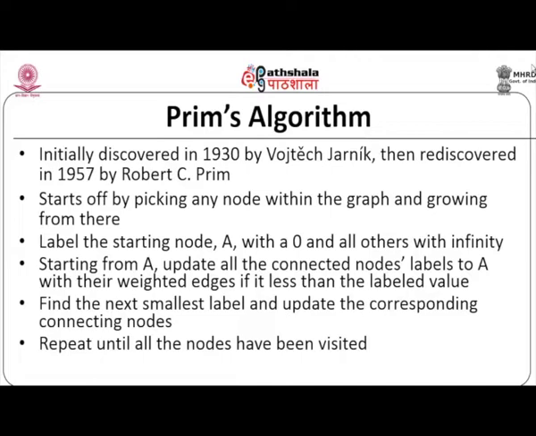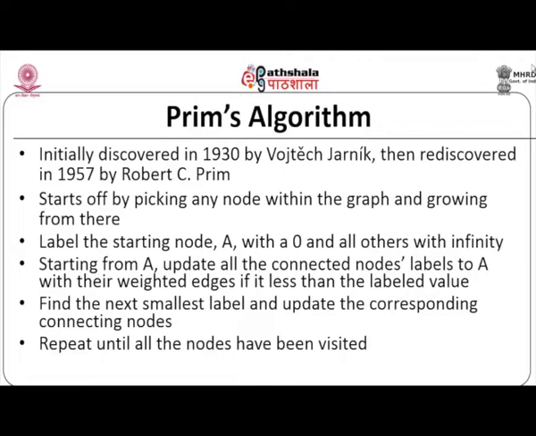Now, remember in the Kruskal's algorithm we started with a minimum edge, here we start with any node. Now, you label the starting node A with a 0 and all others with infinity. Now, starting from A, update all the connected nodes' labels with their weighted edges if it is less than the already labeled value. Now, you find the next smallest value and update the corresponding connecting nodes, and repeat until all the nodes have been visited. I will just repeat this once more.